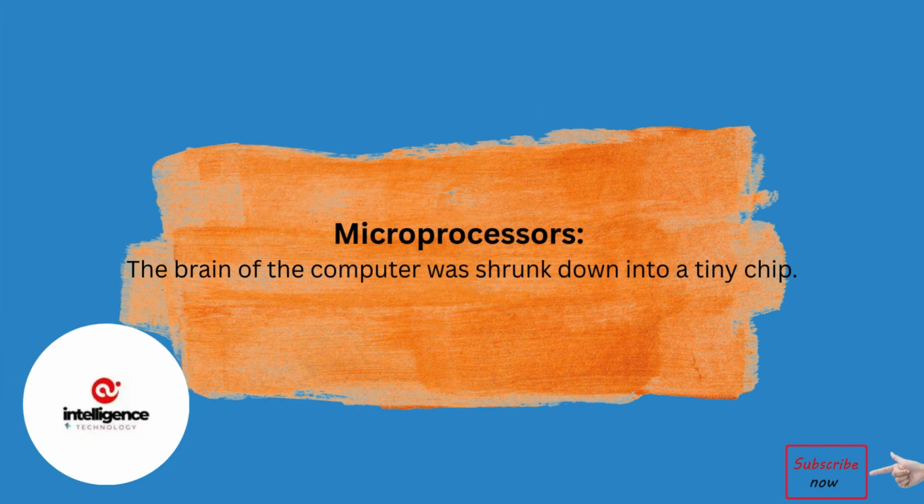Okay, so the second one is the microprocessor. The microprocessor, the brain of the computer, is one of the things that we can use to identify a fourth generation computer. It's a very tiny chip on the motherboard that processes all the information that the computer receives.